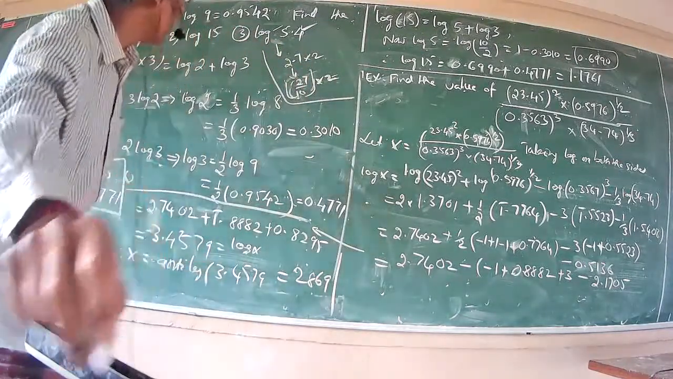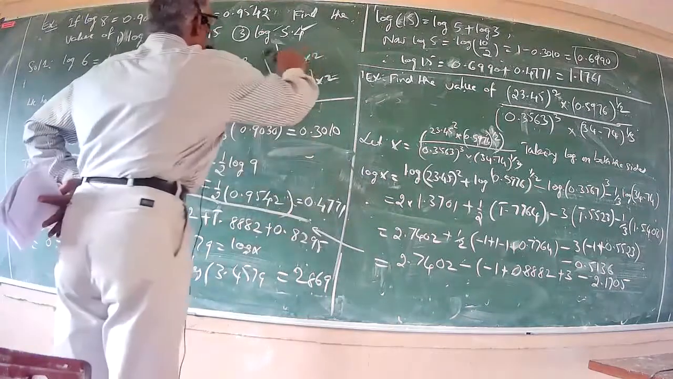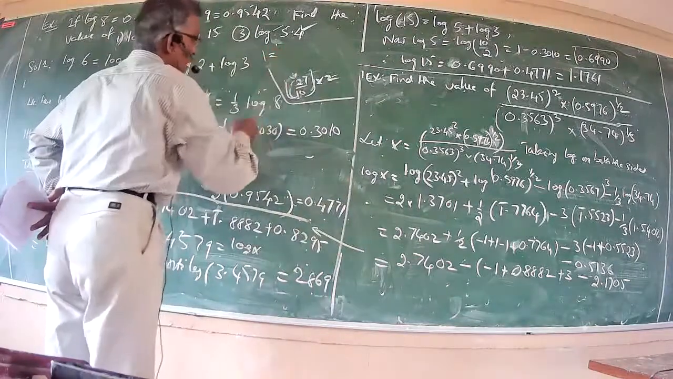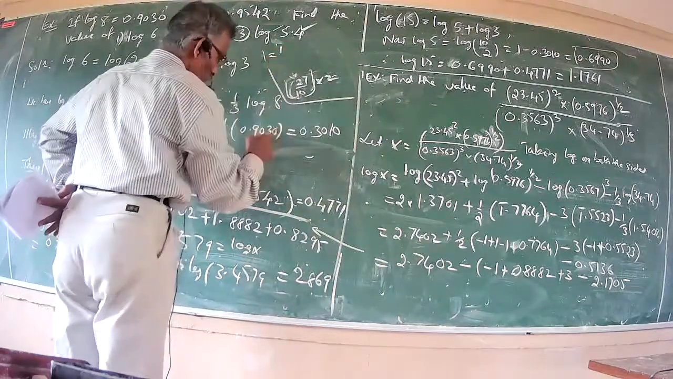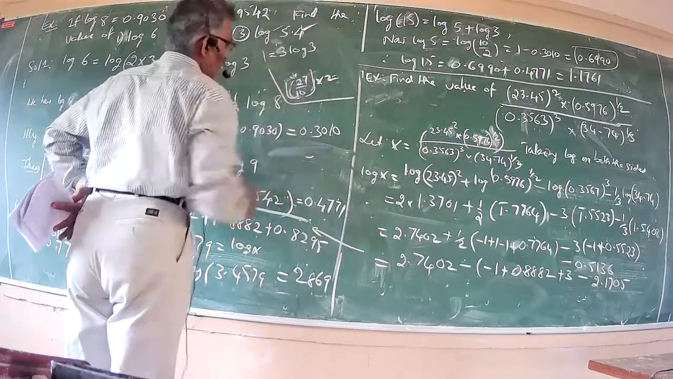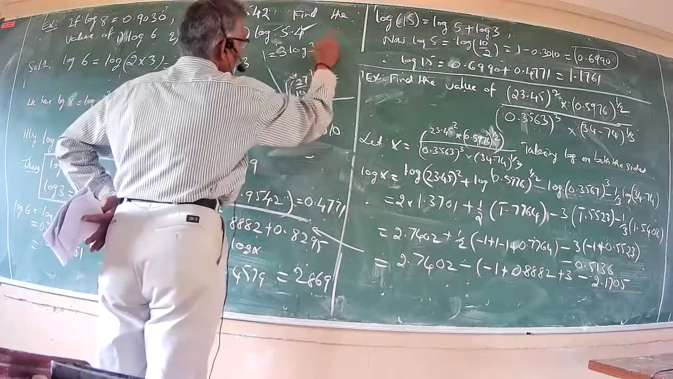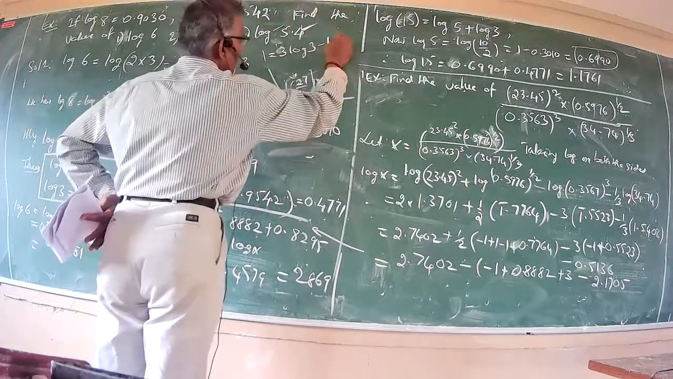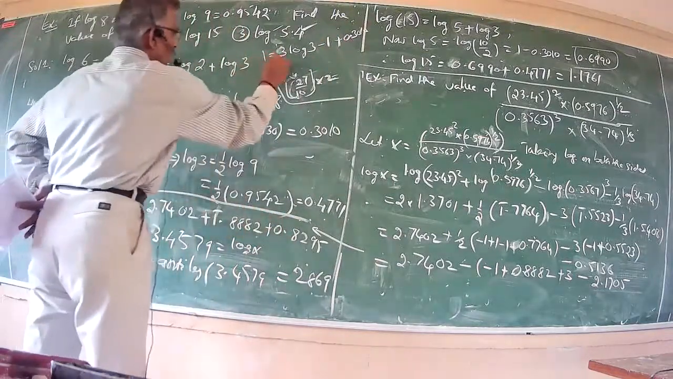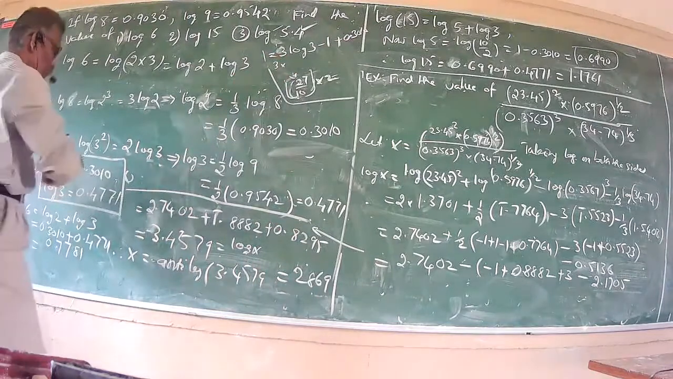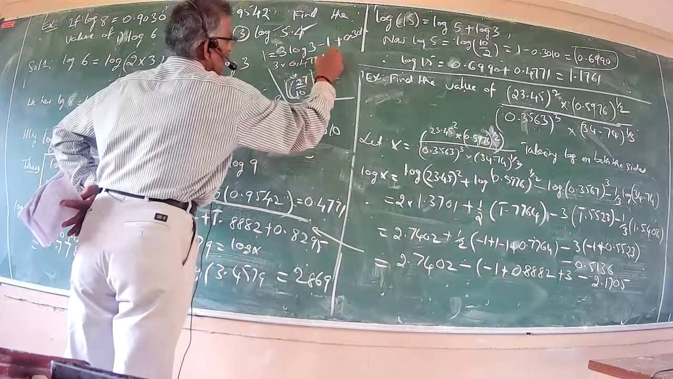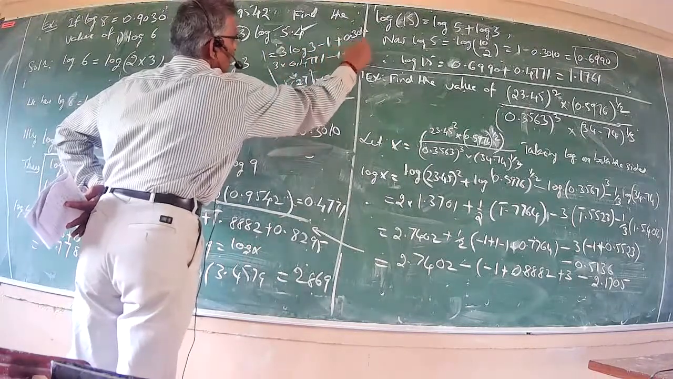So log of 5.4 equals log of 3 squared. 3 squared means I can write this as 3 into log of 3, 3 into log of 3 minus log of 10. Log of 10 is 1, plus log of 2. Log of 2 is 0.3010. Log of 3 is given. 3 into log of 3 is 0.4771, minus 1 plus 0.3010.